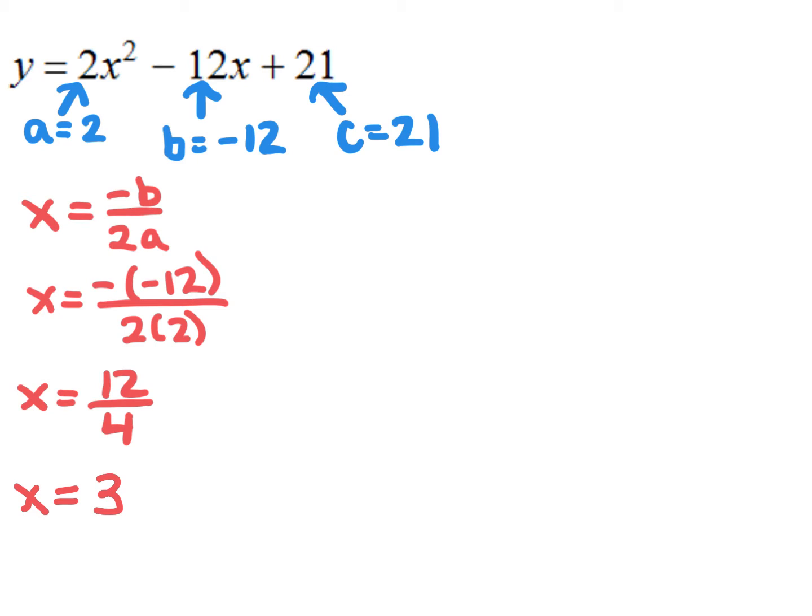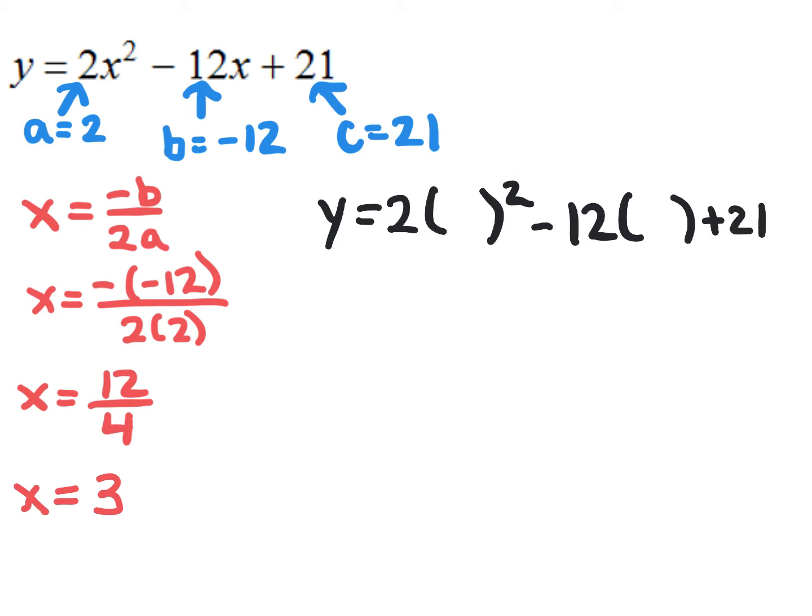Now what we want to do from here is take the original equation, so y equals 2x squared minus 12x plus 21, and we're going to substitute the 3 in for x. So we're going to take the x and plug it in. So it's going to be 2 times 3 squared minus 12 times 3 plus 21.